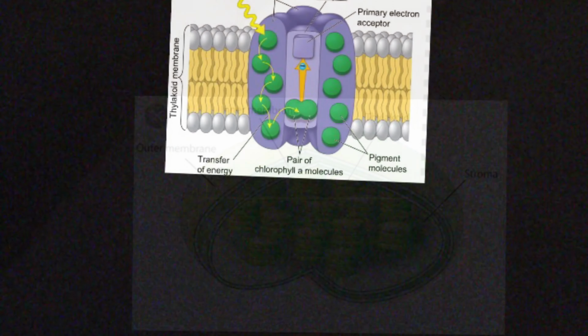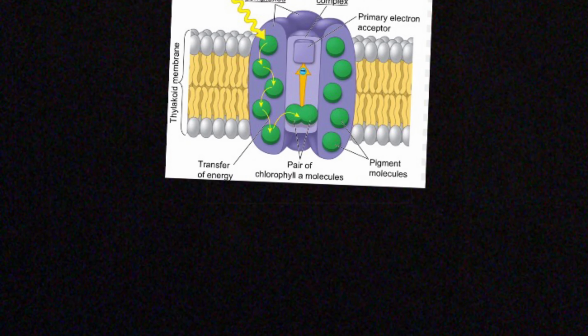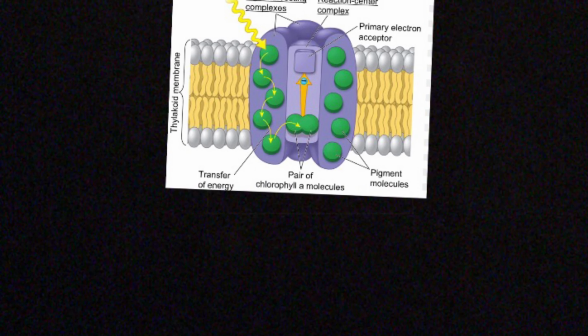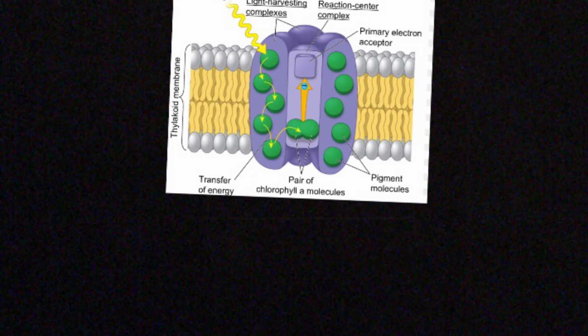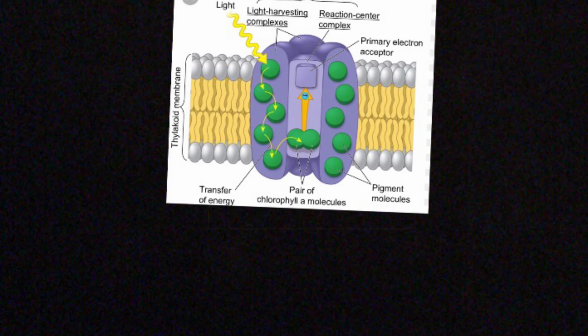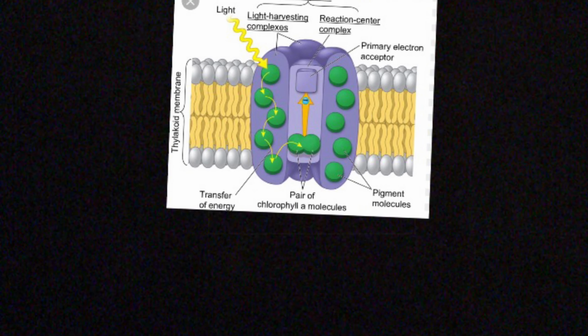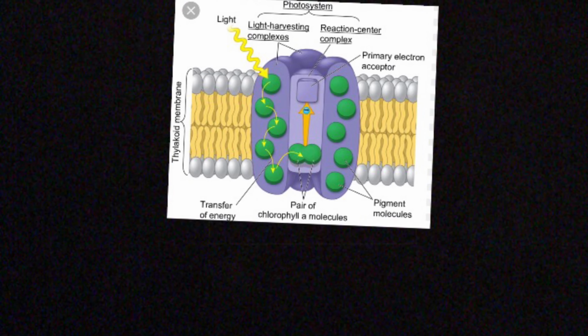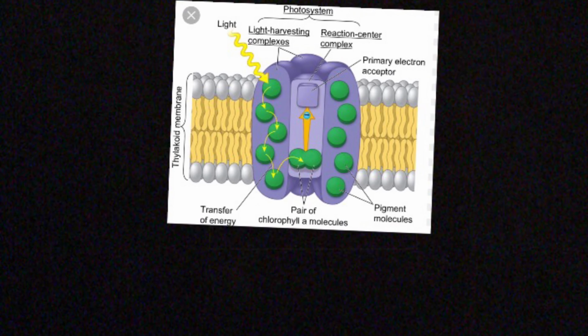Inside of a thylakoid, there are pigments, chlorophyll A and chlorophyll B, and they trap light. So the light comes in and bounces around to each chlorophyll B, and then goes to chlorophyll A, where the electrons get excited, and they go to the primary electron acceptor, which accepts the electrons and then sends them to the electron transport chain.